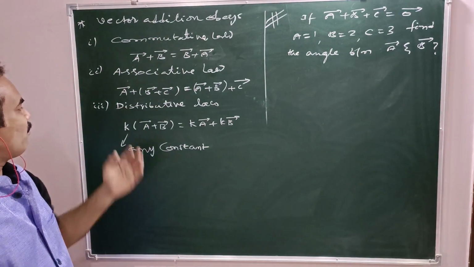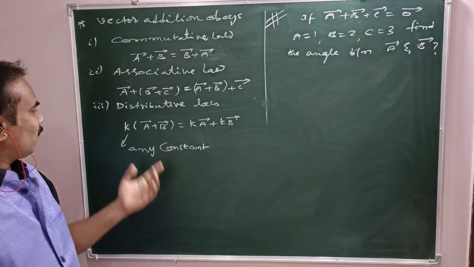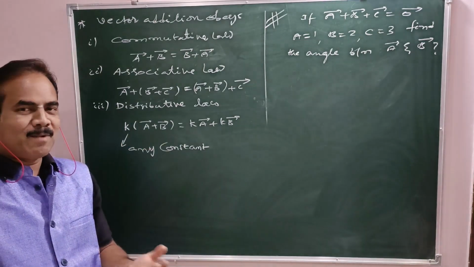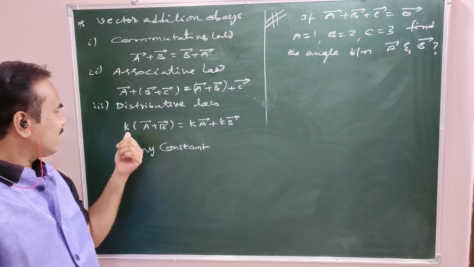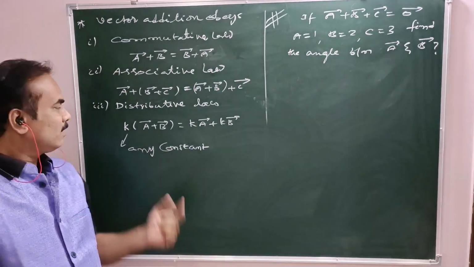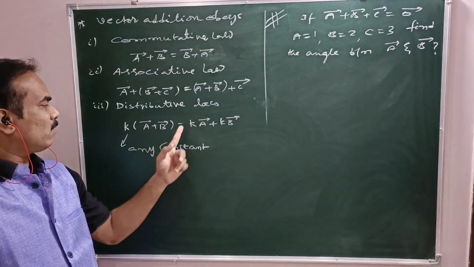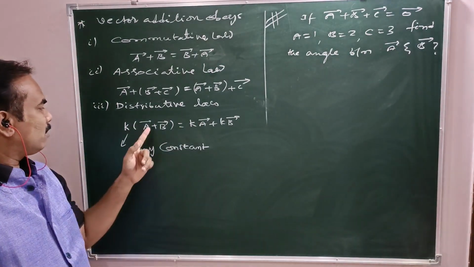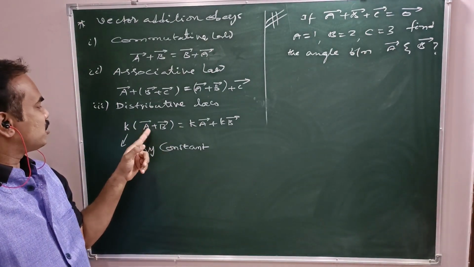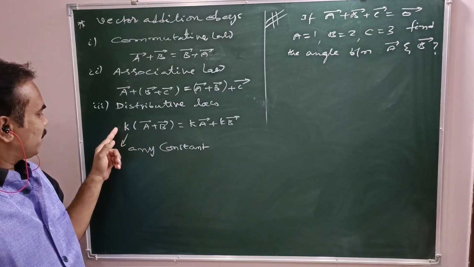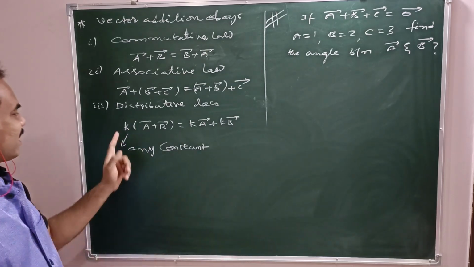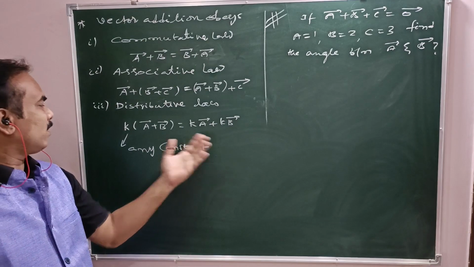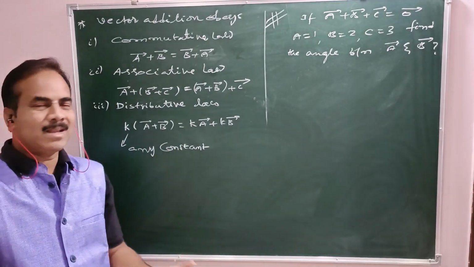Coming to the third property, distributive law. What is that? If A bar and B bar are two vectors and K is any constant, then K into (A bar plus B bar) equals K A bar plus K B bar, which means distributive law. So vector addition obeys distributive law with respect to a scalar constant, that is K into A bar plus K into B bar, also equal to K of (A bar plus B bar).